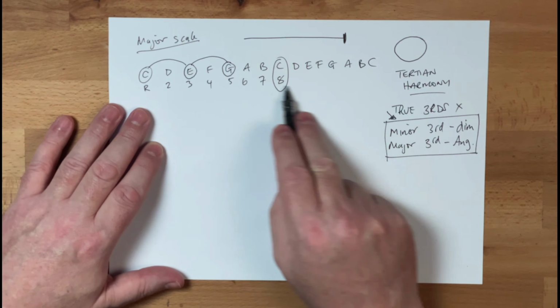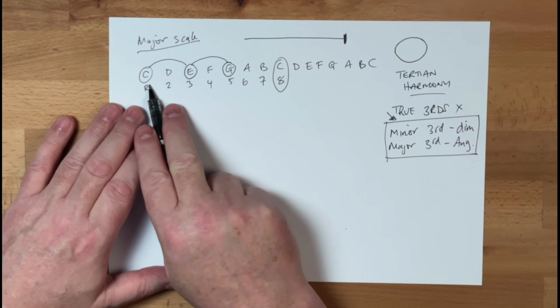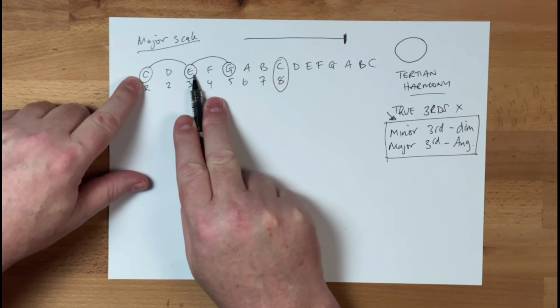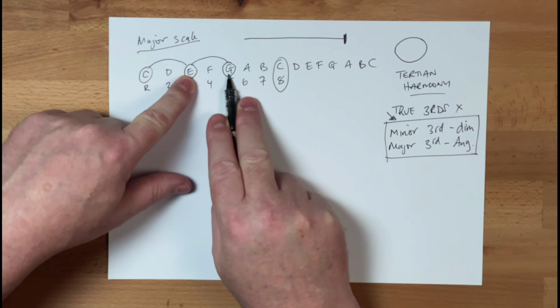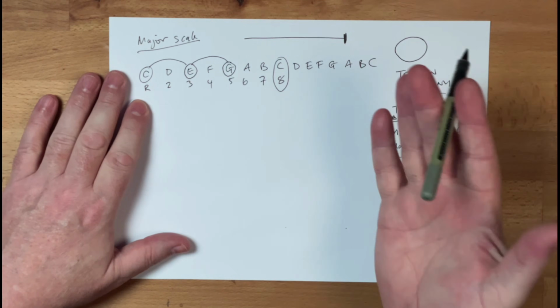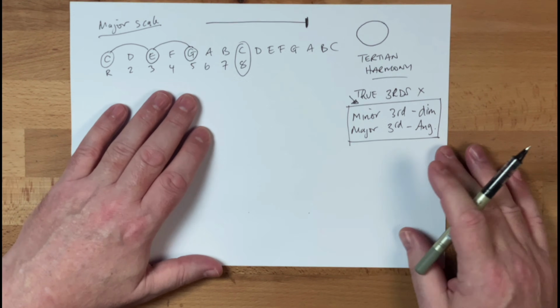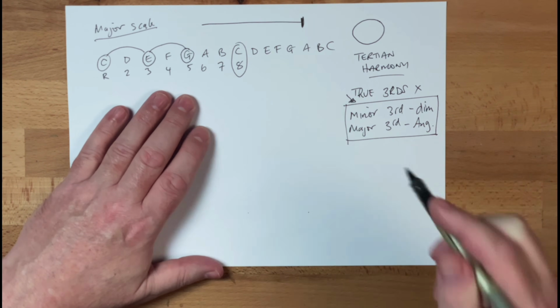These aren't true thirds, because if you think about it, from a C to an E, this is a major third, and E to G is a minor third. So we're always going to be switching between major and minor thirds, guys. And let me at least explain that.